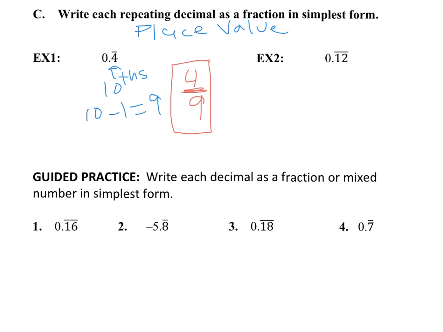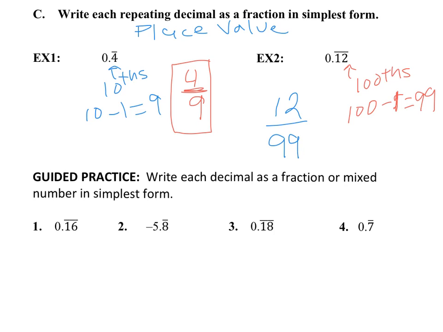Then for example 2, I have 0 and 12 hundredths repeating. So I'm going to do the same thing. I look at the ending digit, which is the 2, and that's the hundredths place. So just like what I did with the tenths place, I'm going to actually subtract the 100 by 1, and I'm left with 99. So what happens is I keep the 12 as my numerator, but this time my denominator is not going to be 100, it's going to be actually 99.